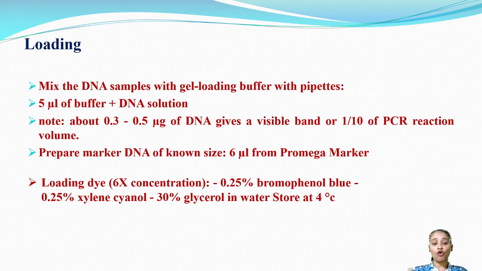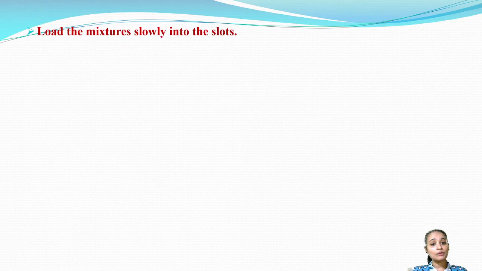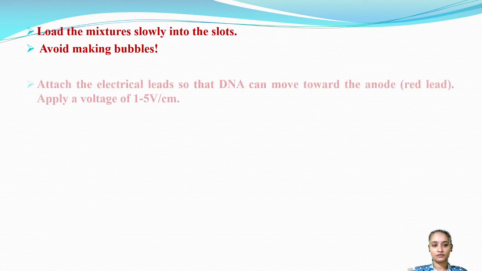Now you have to mix all this loading dye properly, and this becomes your loading buffer. You take this loading dye with your DNA solution, and only then you load your DNA samples into the wells of the gel. Load the mixture slowly into the slots without any air bubbles. Avoid making any air bubbles.